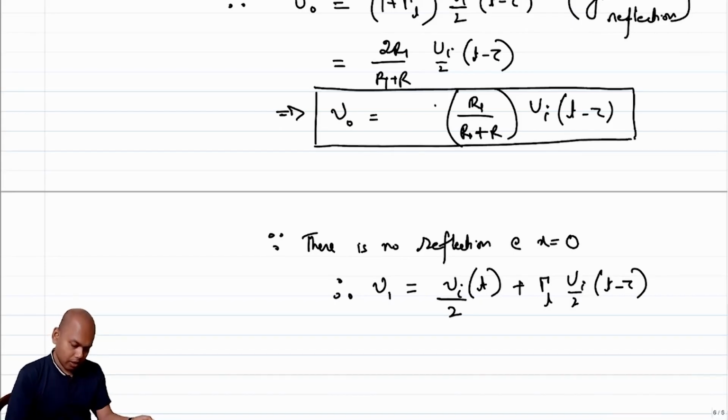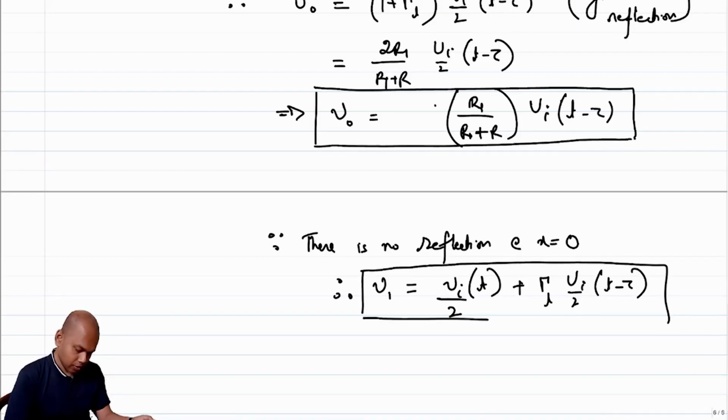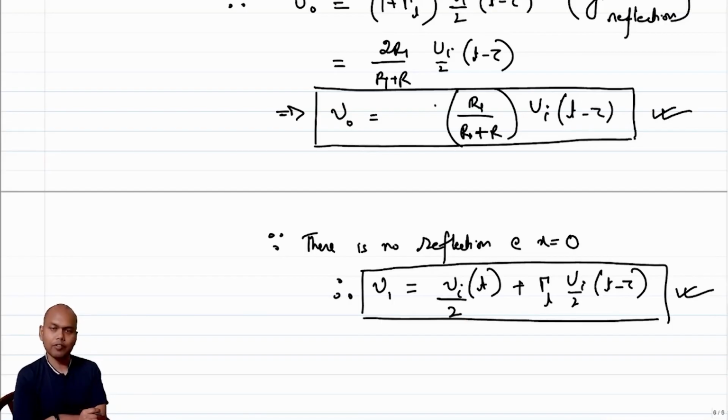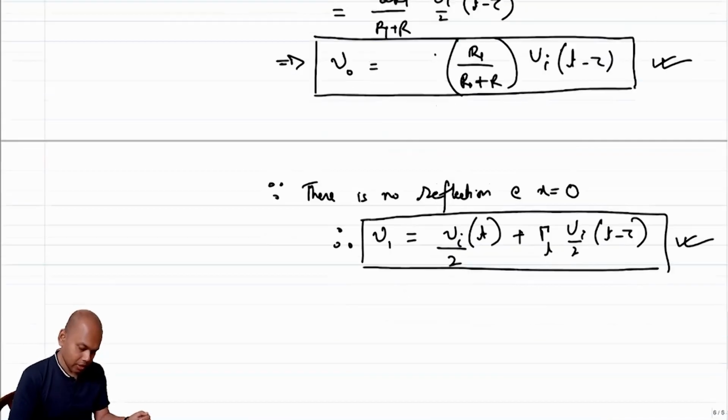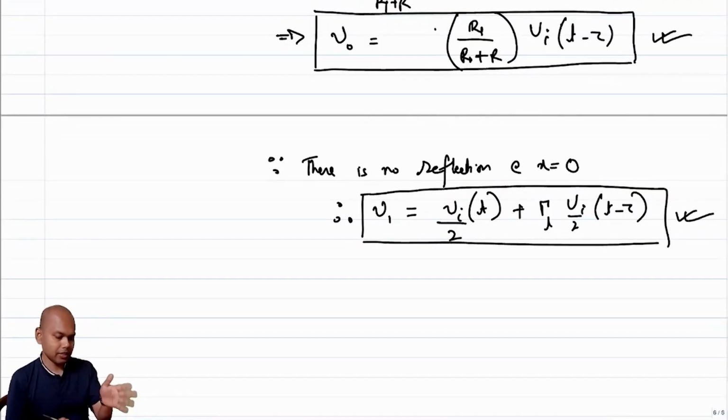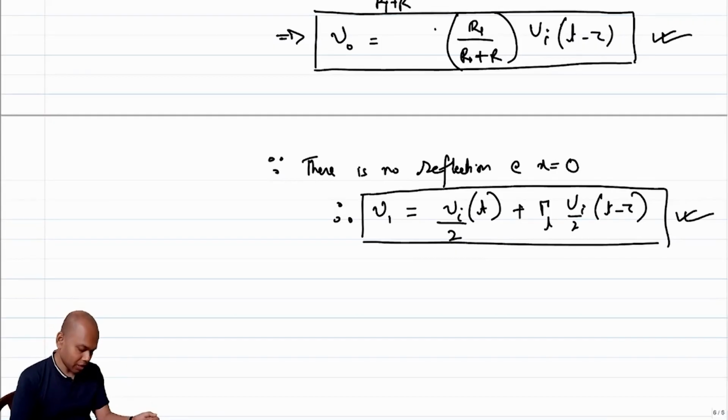Okay. So now, because there is no further reflection anywhere in the network, this becomes the final V0, and this becomes the final V1. So now we have to do a sanity check to see whether this actually makes sense or not. So what is the sanity check?